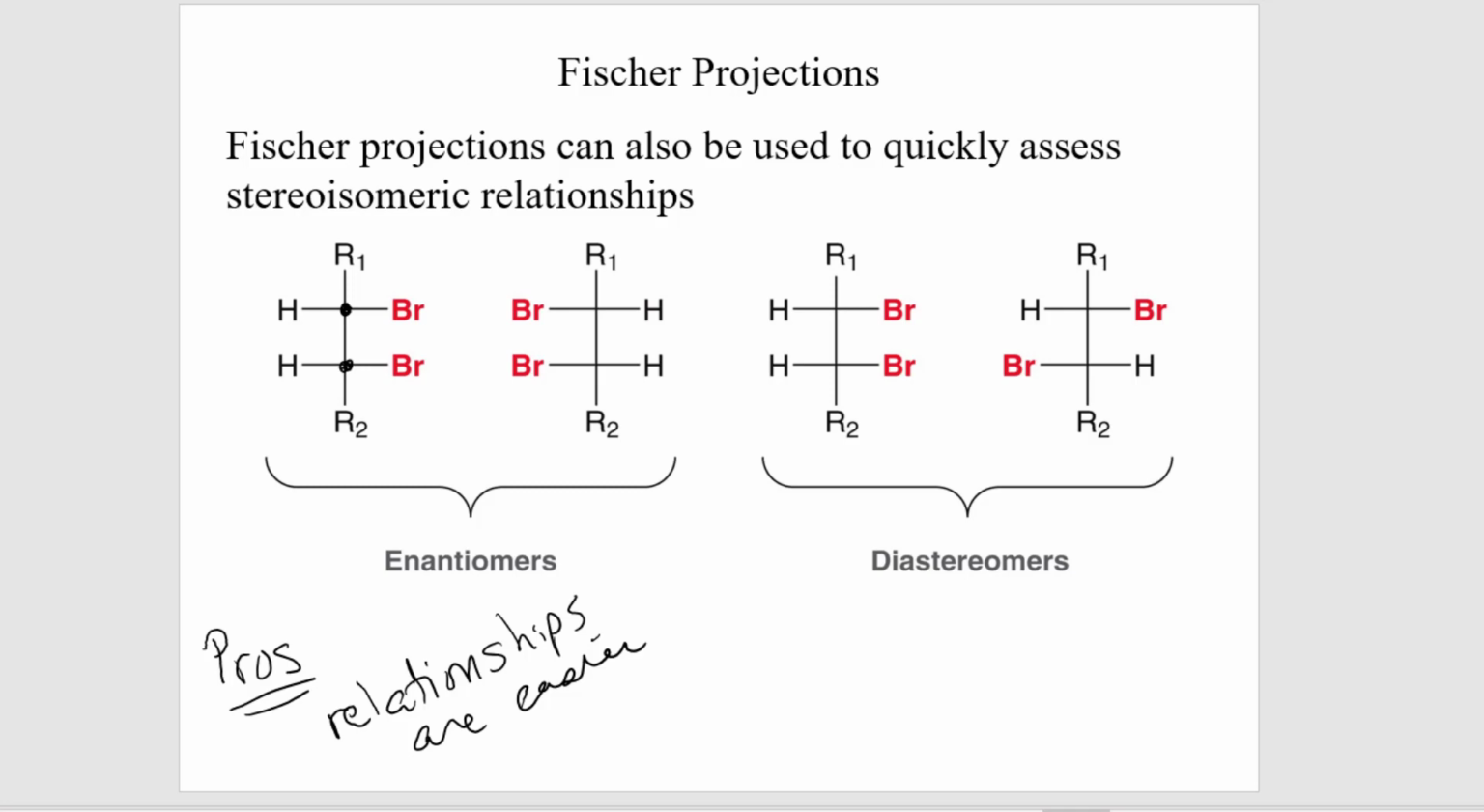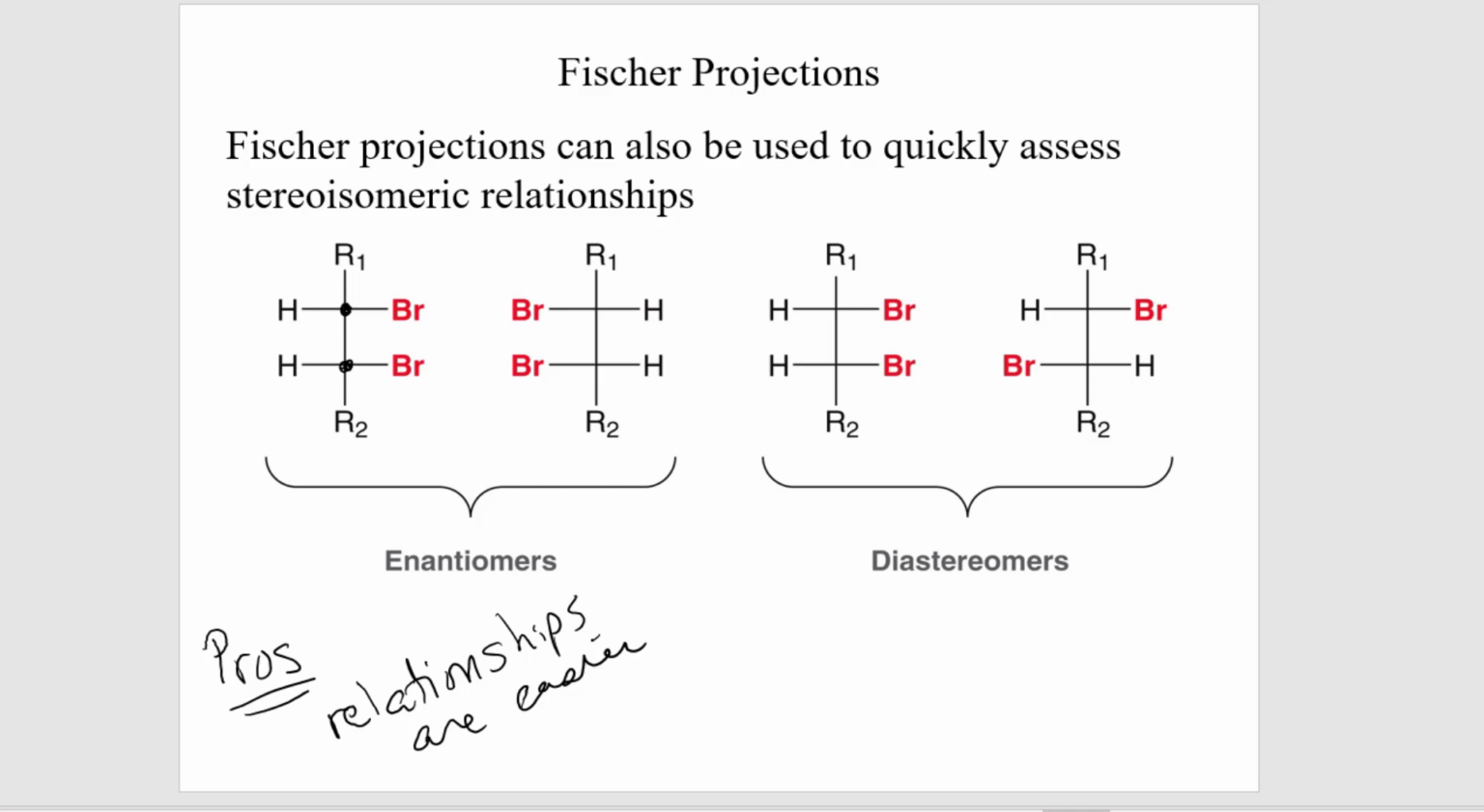You can also look for an internal plane of symmetry very easily, especially if R1 is different than R2, then there's no internal plane. So this is a chiral molecule. Writing its enantiomer has never been easier. Keep the backbone the same, R1 to R2, and literally just swap sides. All the bromines on the right become bromines on the left. You can see that these are mirror images and therefore enantiomeric.